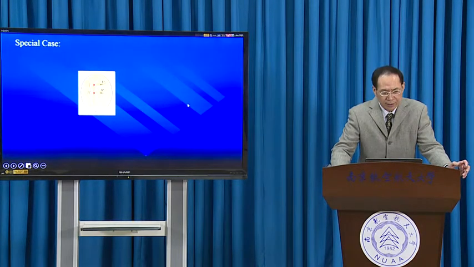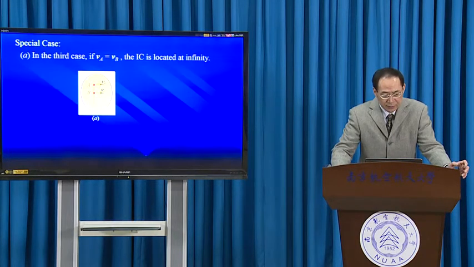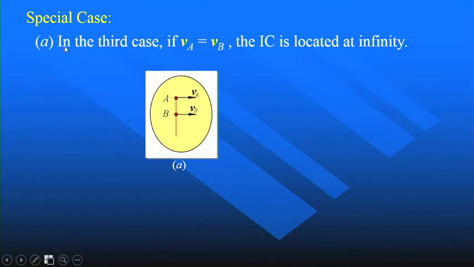In the third case, there is a further special case. If VA is equal to VB, then when using the method of drawing connection lines between the heads of VA and VB, you will get an intersection at a very distant point at infinity. So the IC is located at infinity.